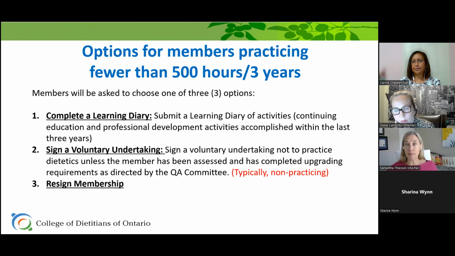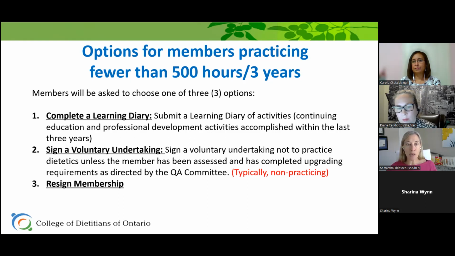Second option is to sign a voluntary undertaking. We love acronyms in regulations, so we call this the VUT. And signing a voluntary undertaking means the dietitian agrees not to practice dietetics unless they've been assessed and have completed upgrading requirements as directed by the Quality Assurance Committee. Now, this is typically when a dietitian realizes that perhaps they're not practicing dietetics anymore. It could be because of job changes, family leave, or other things like illness, and perhaps don't foresee practicing in the near future, but they want to remain registered and they want to maintain their RD title and being a regulated health professional.